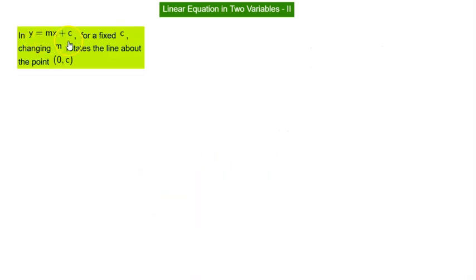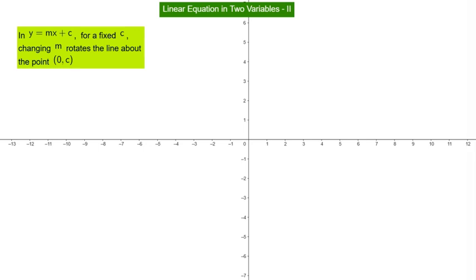Now, in y is equal to mx plus c, for a fixed c, changing m rotates the line about the point (0, c). (0, c) is nothing but the y intercept. So let's actually draw this and see. And let's draw the line. Y intercept is somewhere near 4. So now I'm going to change m continuously. So do you notice it is rotating about the point (0, c), that is the y intercept.